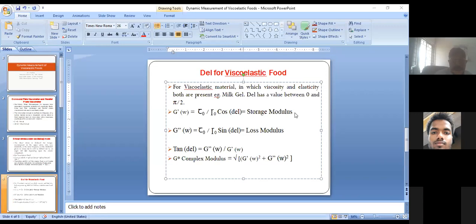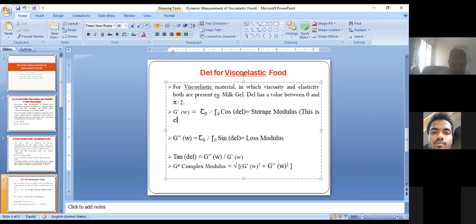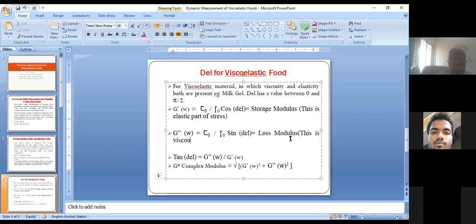This is elastic part of stress, and this is viscous part. Did you see it?